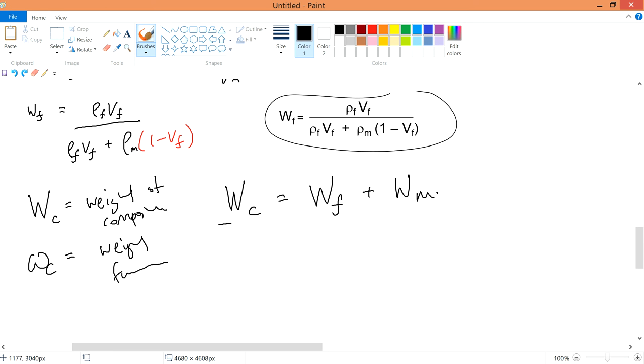I will divide everything by the weight function of the composite, omega c, so it's all small w. Maybe I should change to a different color, I think it'll be better. Just a warning: if you find this very boring, you can just skip.